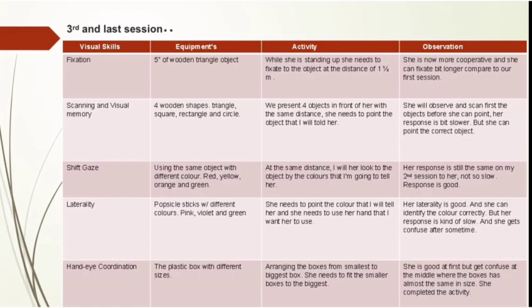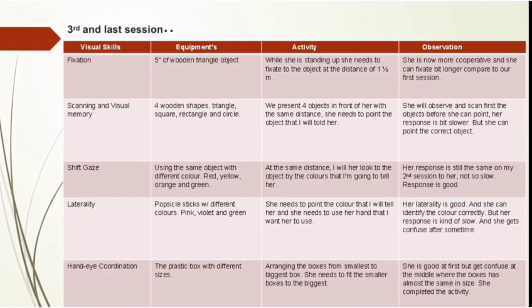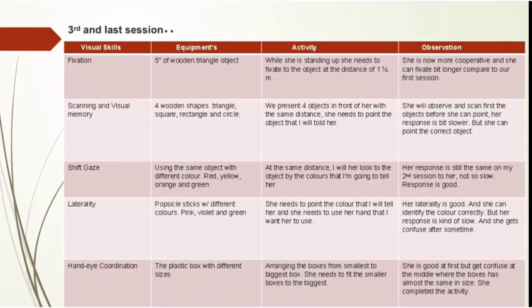For my third session, I first did the fixation with a triangular object at a distance of 1.5 meters. While she is standing up, she needs to fixate on the object. For the observation, she is now more cooperative and she can fixate a bit longer compared to our first session.